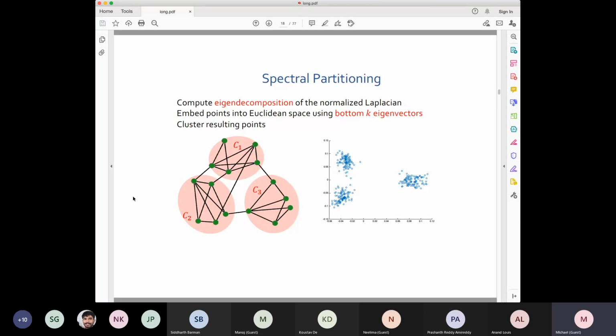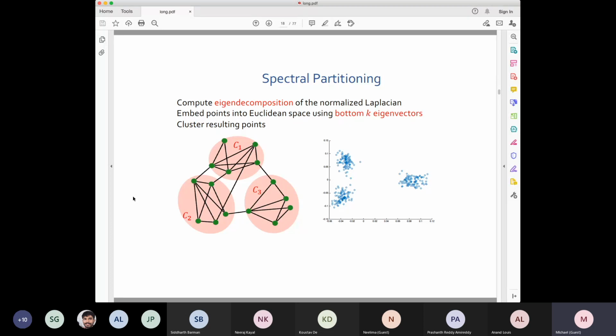So what is this embedding? We'll simply look at the bottom k eigenvectors, or the ones corresponding to the smallest k eigenvalues of the normalized Laplacian. And each of them is a vector of length n. So every vertex can now be associated with a k-dimensional vector. So this embeds vertices of the graph into Euclidean space. And then this essentially reduces the problem to a Euclidean clustering problem. Basically, what we hope to see is k tight clusters of points, such as what we see on this picture.